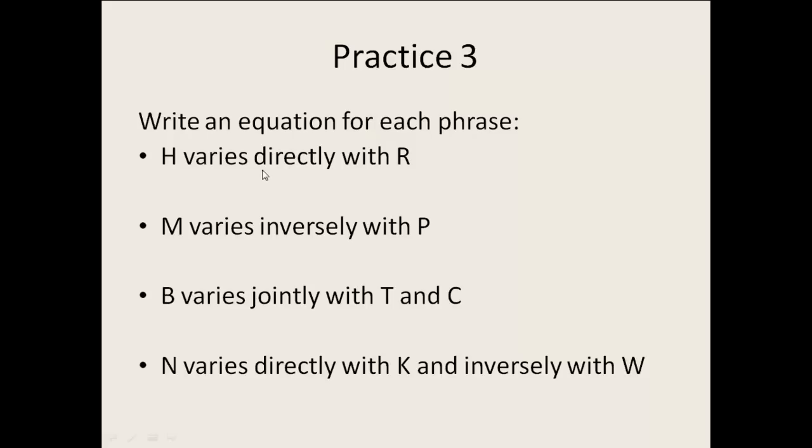So as soon as you see the word directly, you should automatically be thinking y equals k times x. Now the only difference here is we don't have y and x. We have h and r. So instead of y, I have h equals k, and instead of x, I have r. So my equation for this particular phrase would be h equals k times r. Now go ahead and pause the video and see if you can write the equations for the next three problems.